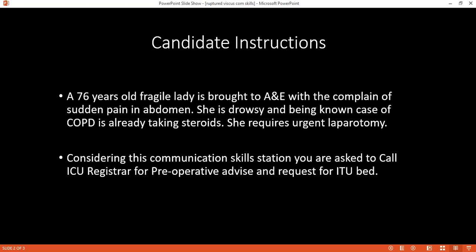What are the criteria for ITU admission of this patient? As this patient has one organ chronically impaired and another organ acutely impaired, this patient will be requiring an ITU bed. The patient is a known case of COPD, and the patient is also going into acute kidney injury. Okay. You said the patient is a known case of COPD. Yes. What type of oxygen mask will you use for this patient? Yes, for this patient, I'll use a Venturi mask.